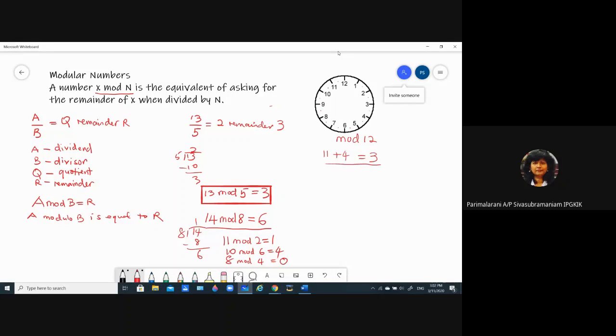But is this correct, what I've written here? We cannot write like this. We know that this is not the same, right? Because all this while we learned addition, we don't write like this. We know this is wrong, right? So we need another way to show this. So we can write it as congruent to 3 mod 12.